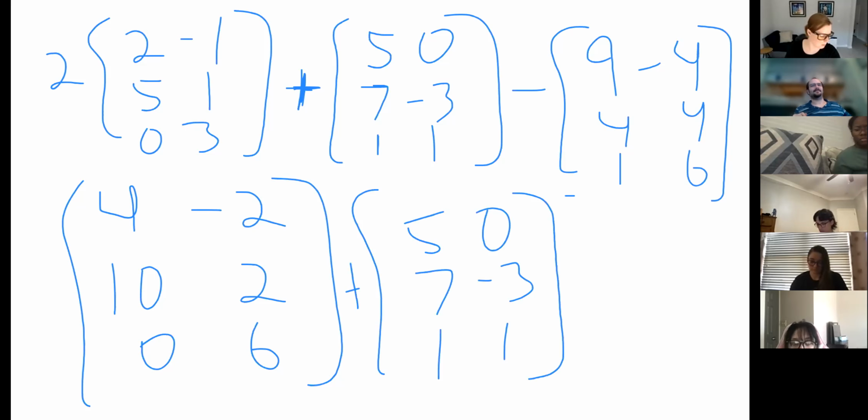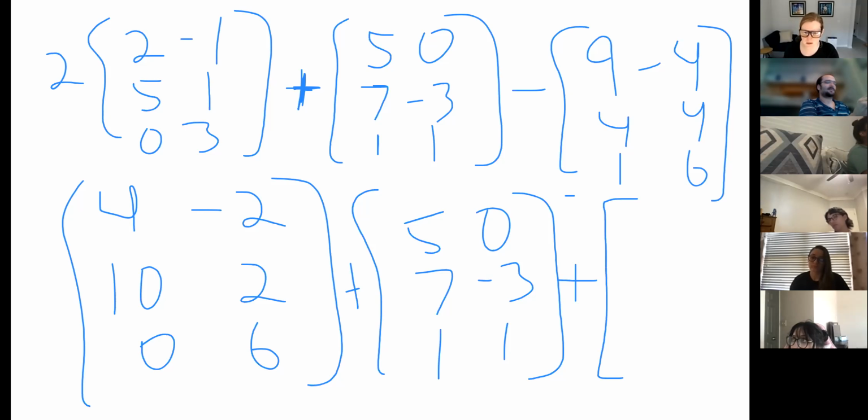How'd you do this last one? I had them set up to add, well. Did you distribute the negative and make this addition? Or did you keep it negative or minus? Yeah, I went negative, I plus negative on the opposite on all the items in the matrix.